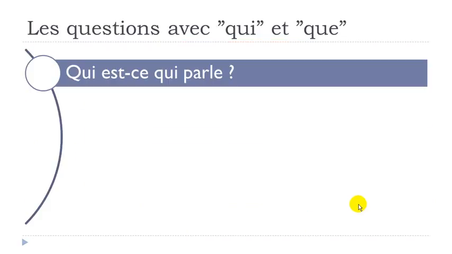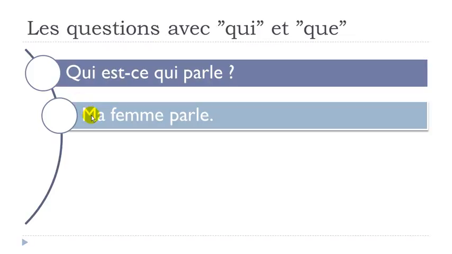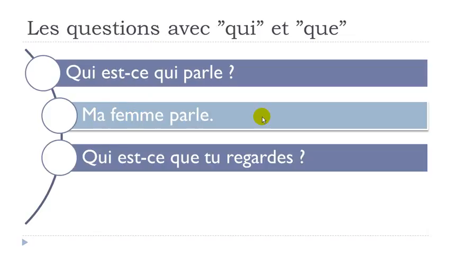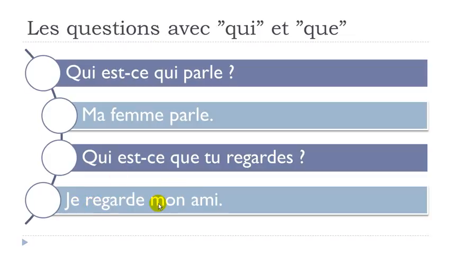So, let's see a few examples. The first one, qui est-ce qui parle? And then the answer could be, ma femme parle. My wife talks or is talking. Okay? So in that case, you can see that in the answer that you give here, it's ma femme parle. So it's the subject. And then the second example we had, it's qui est-ce que tu regardes? Okay? Je regarde mon ami. Okay, mon ami, my friend. Regarder was to watch or to look. Okay? Je regarde mon ami.